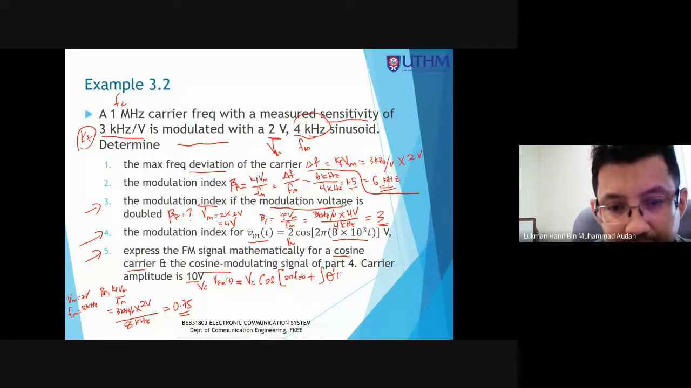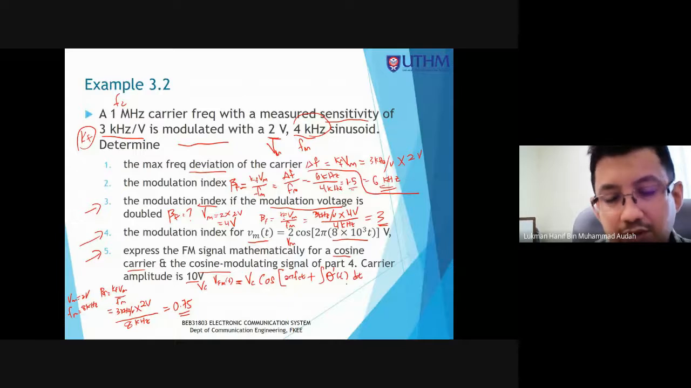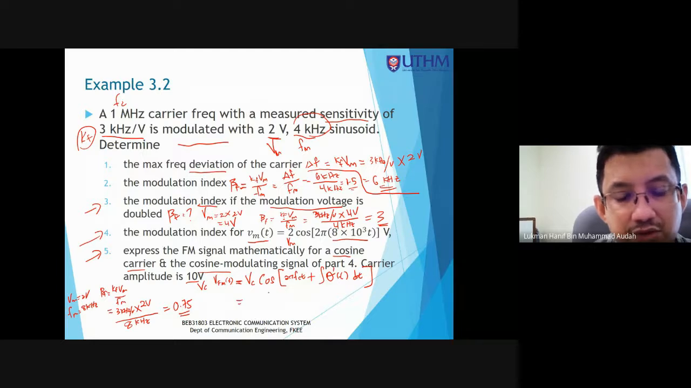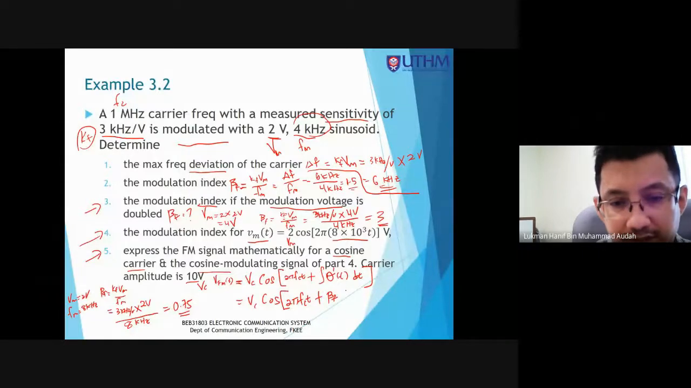Integral of theta prime t dt. If you derive the equations, what you will get is Vc cos 2 pi Fct plus beta F. So integral of cos you will get sine. Integral of cos you will get sine 2 pi Fmt.